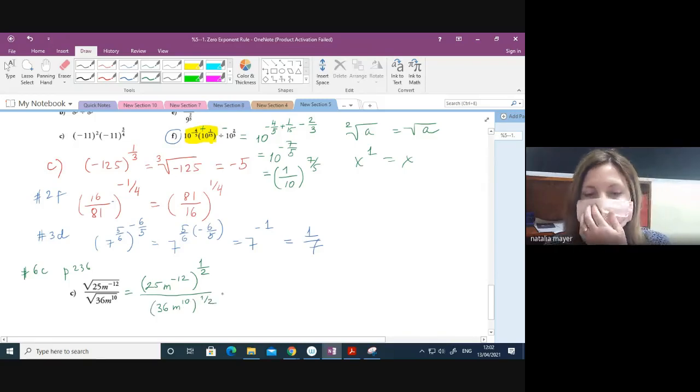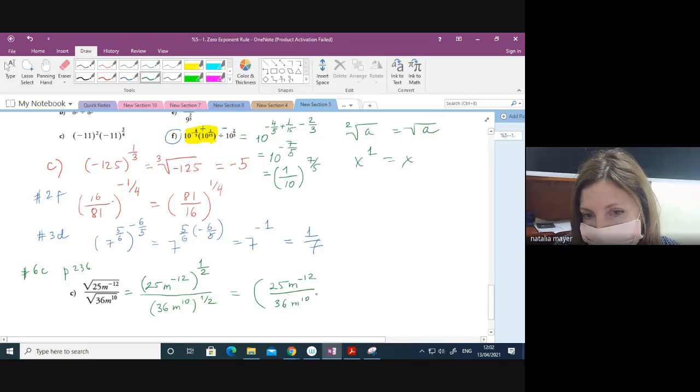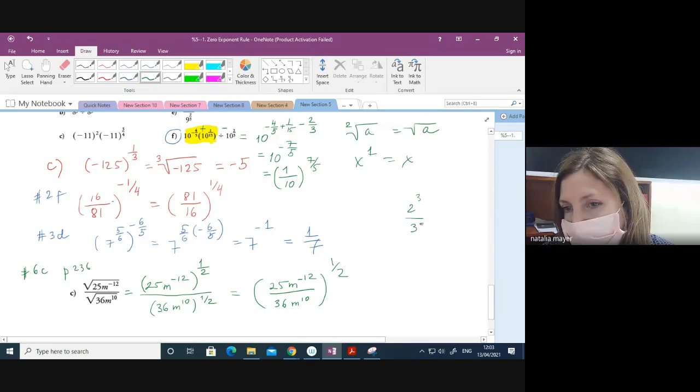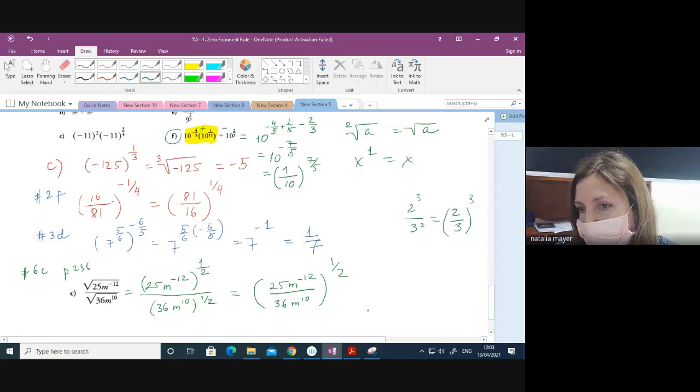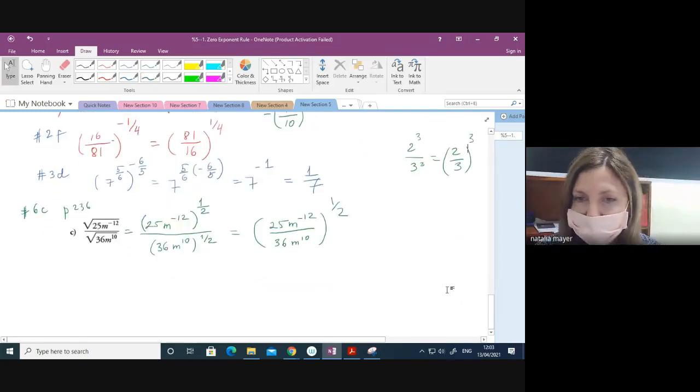Now, guys, there is another rule: if you have the same exponent in the numerator and denominator, you can unite them, like this, over 36m to the power of 10, and all of it to the power of 1 over 2. Do you understand this part? For example, if you have 2 to the power of 3 and 3 to the power of 3, it's the same thing as 2 over 3, all to the power of 3. So if you have the same power up and down, you can combine them. Why did I do this? Because inside here it will be easy to do.